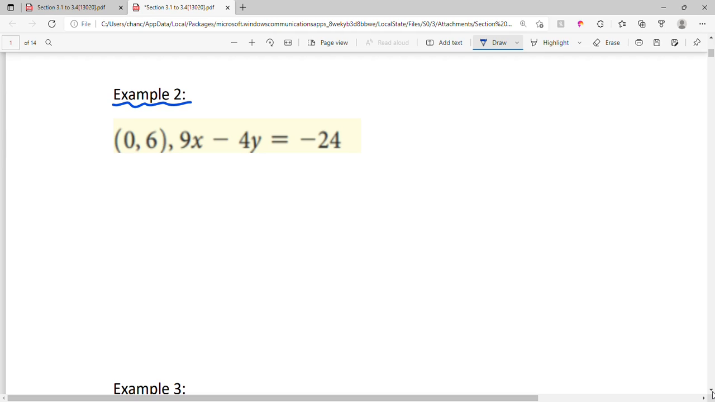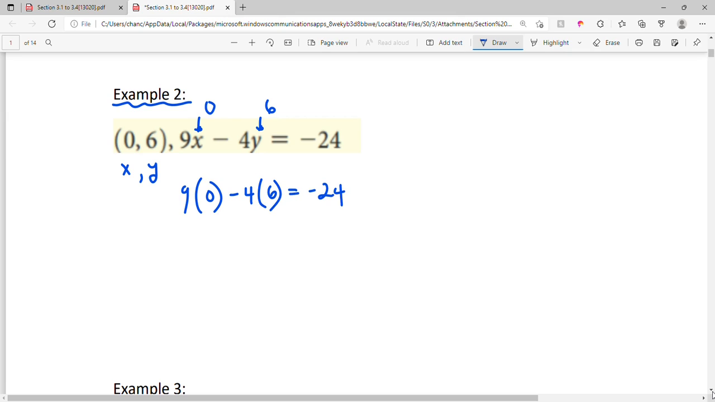Example 2. The ordered pair we're going to test is (x, y), or (0, 6). We are going to replace the x with a 0, and the y is replaced with a 6. Let's do the substitution. 9 times 0 minus 4 times 6 is equal to negative 24.